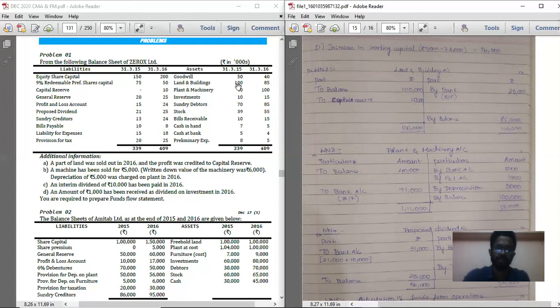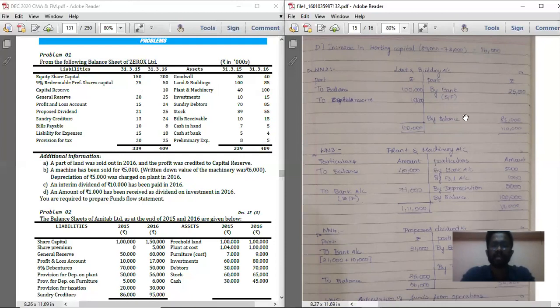How much is the opening balance? 100 into 1000, so that is nothing but 1 lakh. See, we are not doing it in the smaller unit. We are just calculating in lakhs itself. That is 100 into 1000, you are getting 1 lakh. So record 1 lakh, converted into lakhs. So to balance brought down, 1 lakh. How much is the closing balance? They have given 85,000. At the end of the year, 85,000 is the land and building.